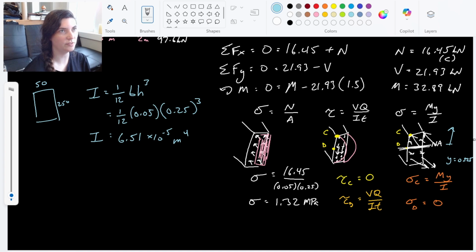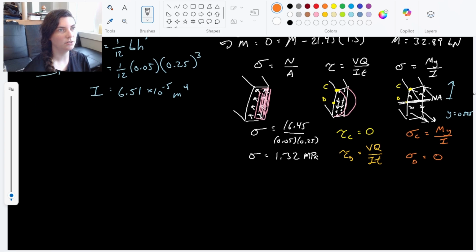Right, that's half of 250. And then let's take a look at our D condition for the shear stress. We have everything now that we can solve for this. Actually, let's go ahead and do that. Let's just go ahead and solve for the bending stress. So this is the moment, what did we say that was?